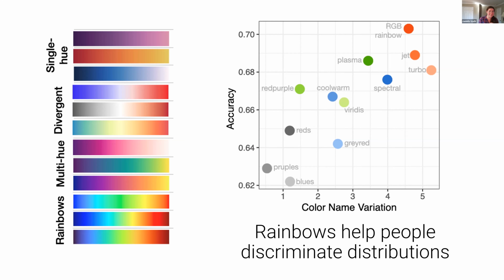So what this means, we're still figuring out. For the most part, I would say a good rule of thumb is to try to avoid the rainbow, but there is a growing body of literature that suggests the rainbow might be useful in some cases.